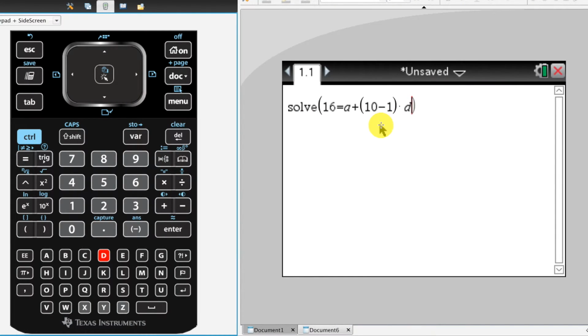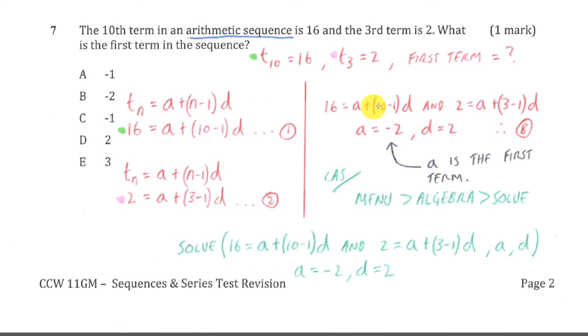Literally, on your CAS calculator, you type in AND, but you just need to put a bit of a space in first. So that's down there. And I literally type in AND. Another space, and I put in the second equation. So it's 2 equals A plus 3 minus 1, and again just move your cursor to the side and go times by D. So at this stage I've entered in both of those equations.